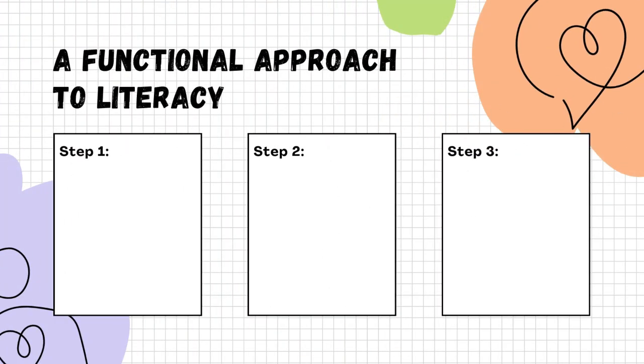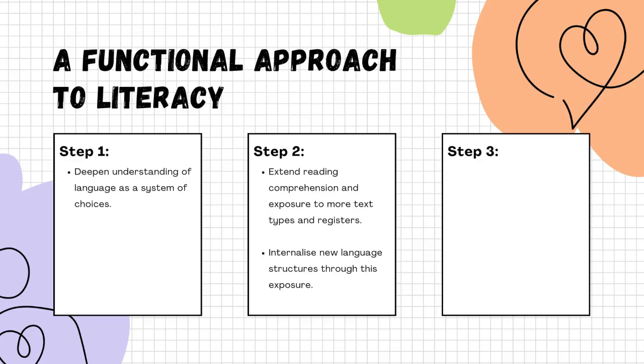To wrap up this introductory video, I'll just give a very brief summary of what this series aims to do in 3 steps. Step 1 is deepening understanding of language as a system of choices. This series is mostly addressing this first step. Step 2 is then using this information to help us comprehend increasingly more complex and higher register texts. This should then allow us to absorb and internalize the language structures and ways of communicating used in those texts as we're exposed to them. Finally, we can put all this into action by incorporating it into our own writing.